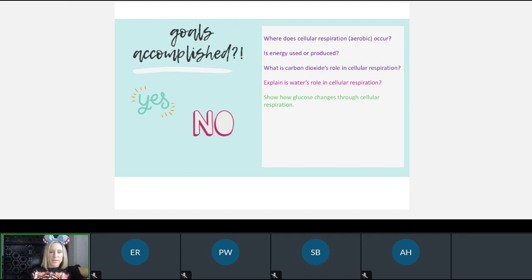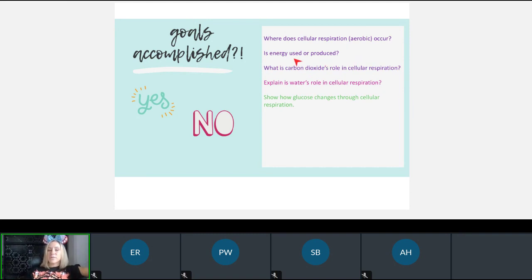I feel like we've done a good job. We learned that aerobic respiration is respiration that requires what? It requires oxygen. Yes, you have to do this.